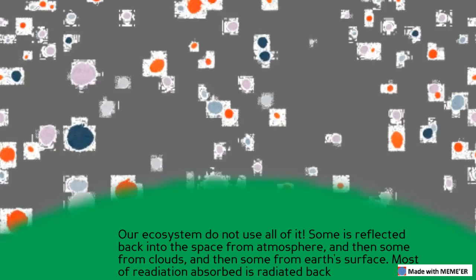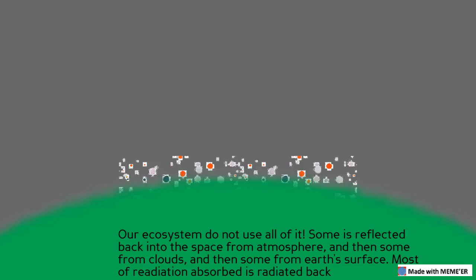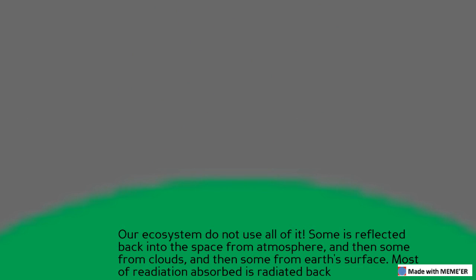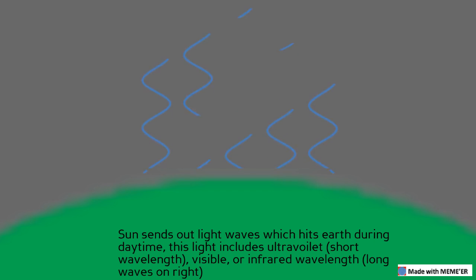Some is reflected back into space from the atmosphere, and then some from clouds, and then some from the Earth's surface. Most of the radiation absorbed by the surface is radiated back into space. Back to the topic at hand: how to use this energy the sun is giving us.